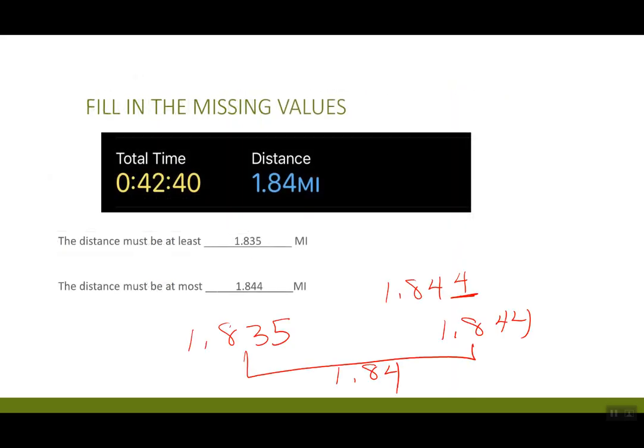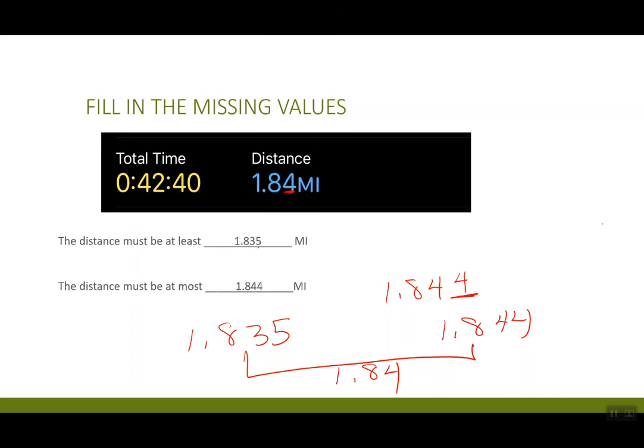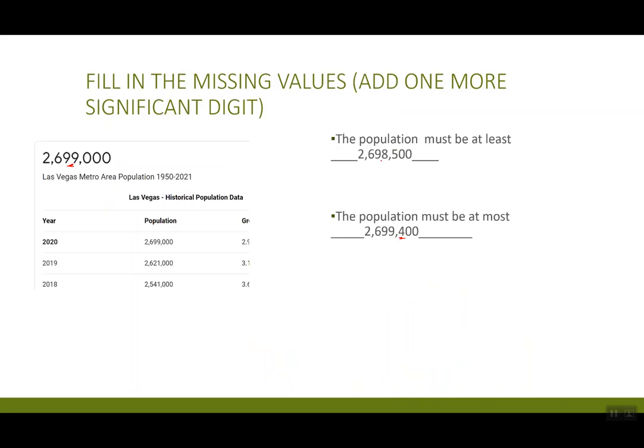And let me go back and say it. Like this 1.84, when I go lower, I add a 5. When I keep it the same, it's a 4. We could add one more example if you find that helpful.